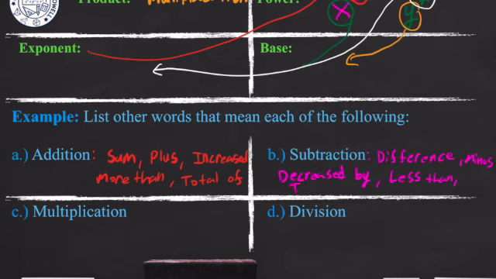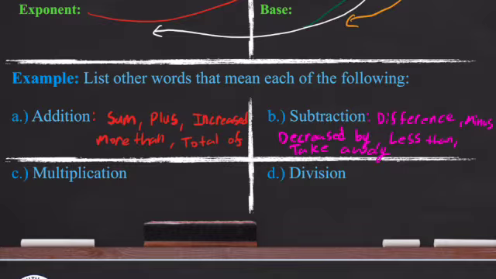Multiplication. Some words that mean to multiply. We have the product. We have times. We have twice. By the way, twice is 2 times something else. We have a triple, which is 3 times something else. We have half, which is half of a number, so 1 over 2 times x, or we could use 0.5 times x.